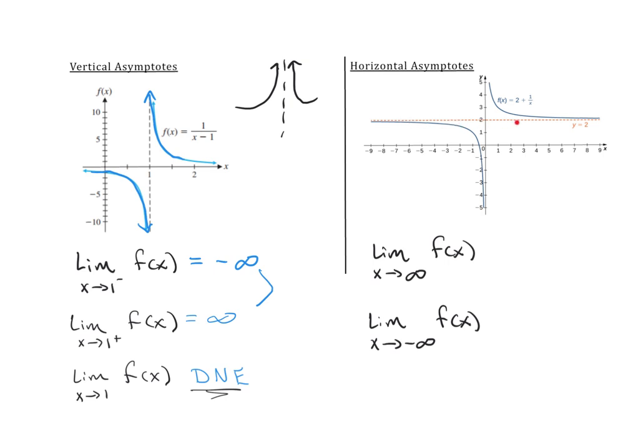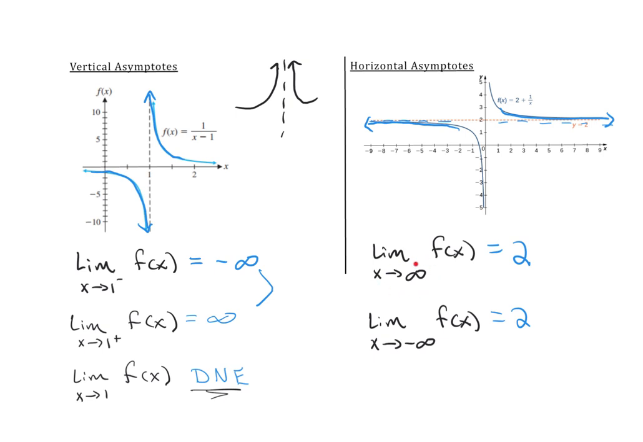Here I have this horizontal asymptote at 2, but look at the limit. I'm approaching infinity. So what are the y values approaching as the x values are approaching infinity? As the x values are going towards positive infinity, the y values are approaching the horizontal asymptote of 2. And same thing from the left. As you're approaching negative infinity, the y values are approaching 2.